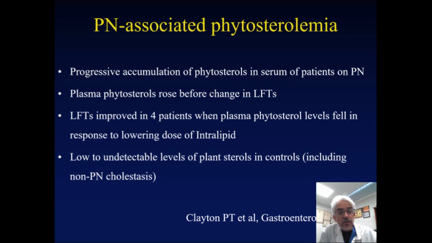Clayton and colleagues reported progressive accumulation of phytosterols in serum of patients on parenteral nutrition. The plasma phytosterols rose before any change in the liver tests. The serum liver tests improved in 4 of the patients with severe liver dysfunction when plasma phytosterol levels fell in response to lowering the dose of intralipid. There were low to undetectable levels of plant sterols in controls, including, in fact, in the patients with cholestasis unrelated to PN, such as biliary atresia.